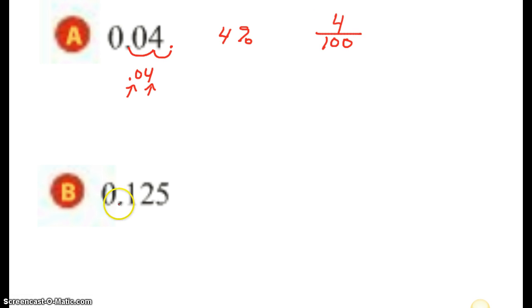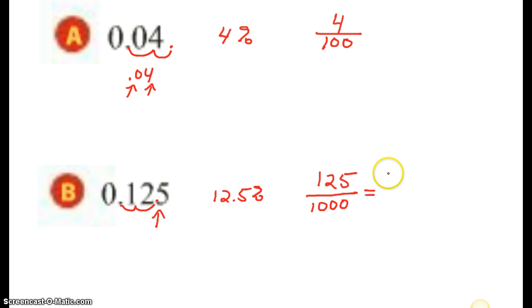Here we move the decimal 2 spaces to the right, and we would have 12.5%. In this case we would have 125 over 1,000, because this 5 is in the thousandths place, so we put it over 1,000, and then we can simplify. 25 goes into both of these numbers evenly, so we have 5 over 40, and then we can still reduce to 1 over 8.